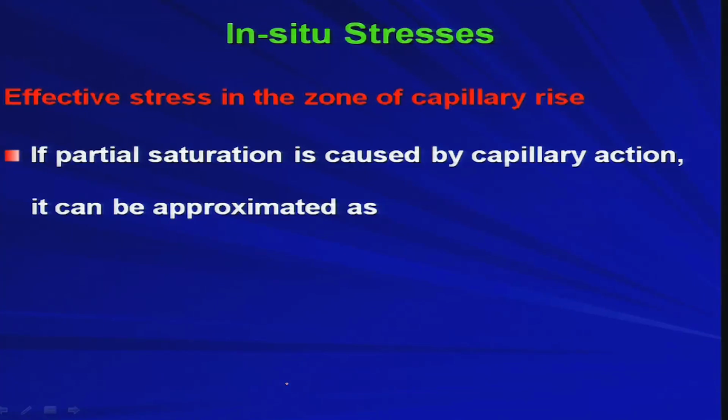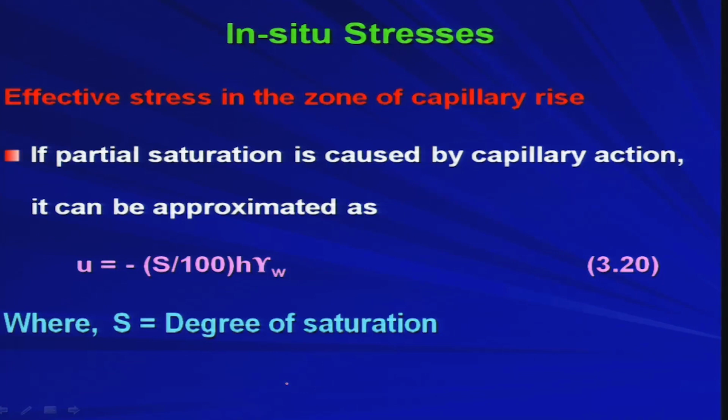What we are talking about, minus H into gamma W, will be the pressure in the capillary zone if the soil is completely or fully saturated. But if you get partially saturated soil, that means if partial saturation is caused by capillary action, it can be approximated as u, the pore water pressure, equal to minus S by 100 into H into gamma W, where S is your degree of saturation. The negative sign is there because it causes the tensile or suction kind of pressure. If S becomes 100, that means the soil is fully saturated, then your pore water pressure in the capillary zone is minus H into gamma W, whereas if S is lower than 100, the pore water pressure should be calculated accordingly from equation 3.20.